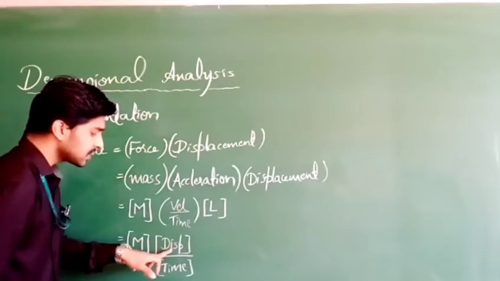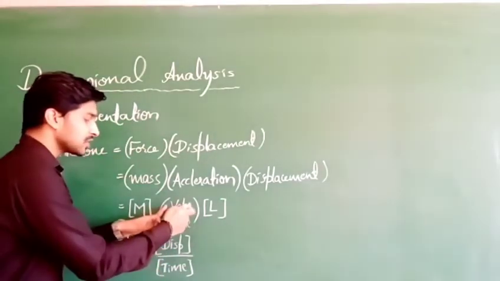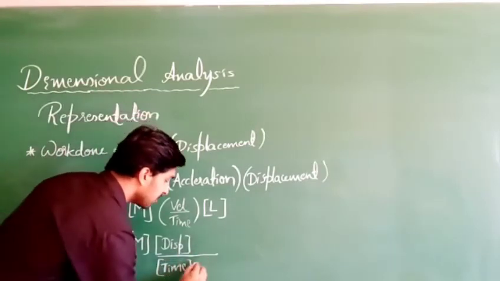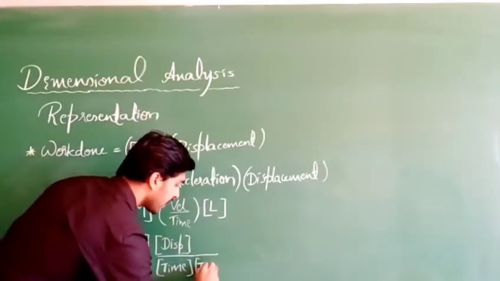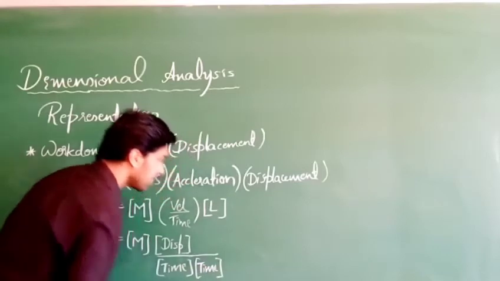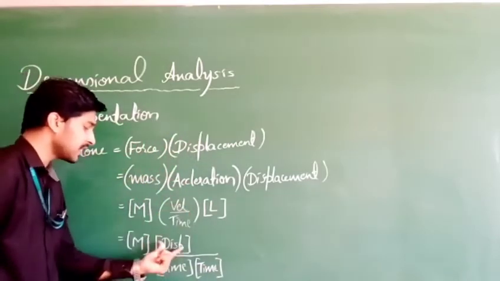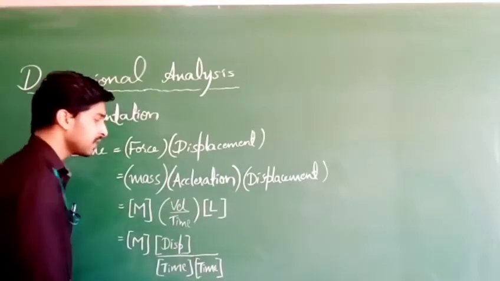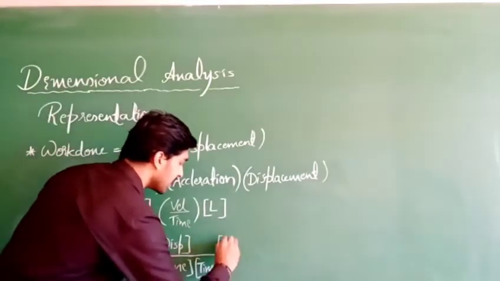This indicates displacement by time, it is nothing but velocity. Here I am having one more time factor. That means this will become again 1 by time here. Clear? Are you all following? Velocity is nothing but displacement by time. Time as it is in the denominator I am keeping. Next to this L as it is I will be writing here.